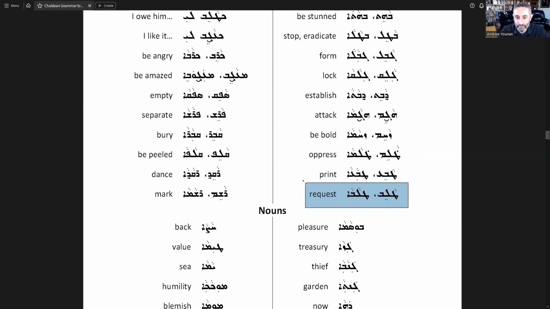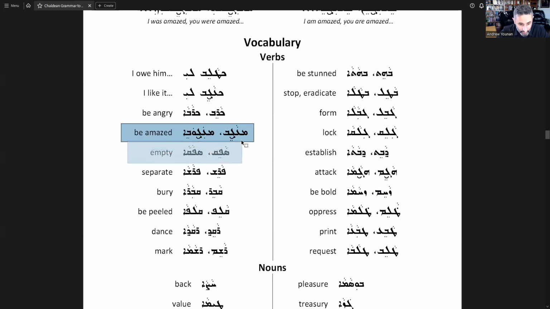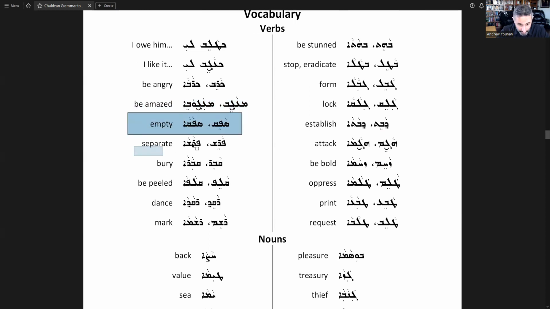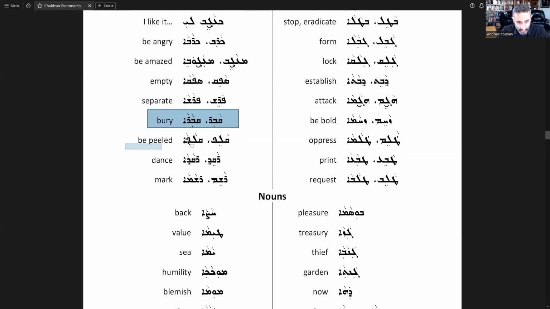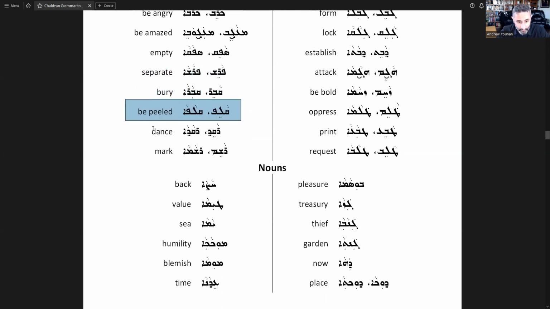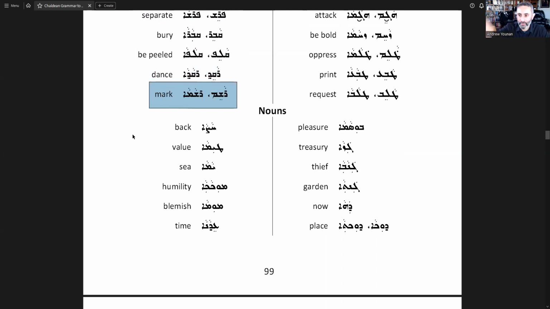Talib tlaba, to request. This can also mean to get engaged. You're requesting to marry somebody. Talibli, I owe him. Ajibli, I like it. We already went through that. Karib, to be angry. Ma'ajib, ma'ajobe, to be amazed. Sapiq, spaqa, to be emptied. Parish, prasha, to separate. Qawr, qwara, to bury. Qalib, qalapa, to be peeled. Actually, it can mean to peel too. So this can have a causative meaning as well. Raqad, rqada, to dance. Rasham, rashama, to mark something with some kind of sign or mark.